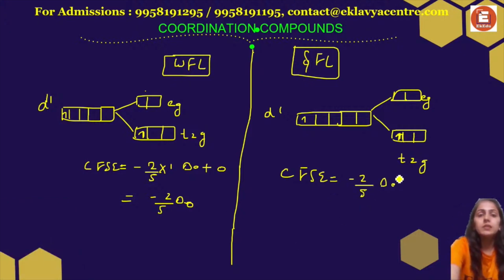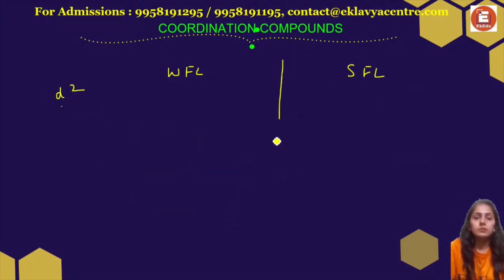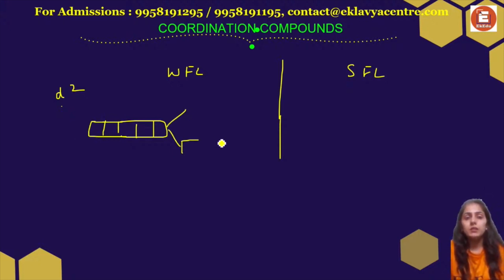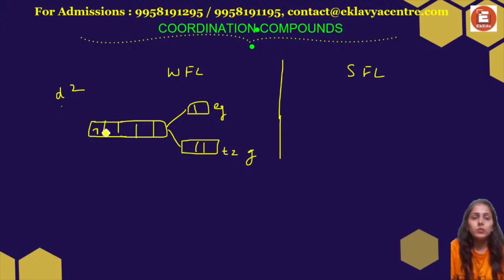Let's discuss d2, both in weak field ligand and strong field ligand. For d2, the electron filling will remain the same, so I'll not draw it for both of them. It will be t2g 1, 2, with the eg empty.